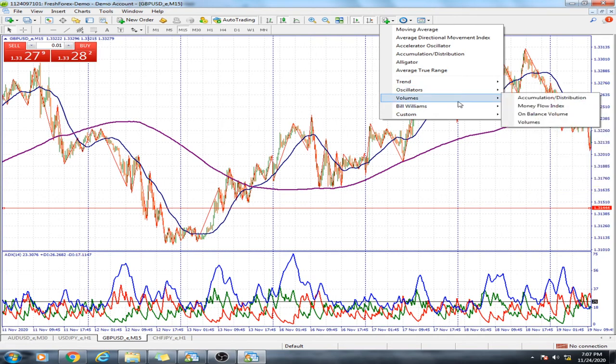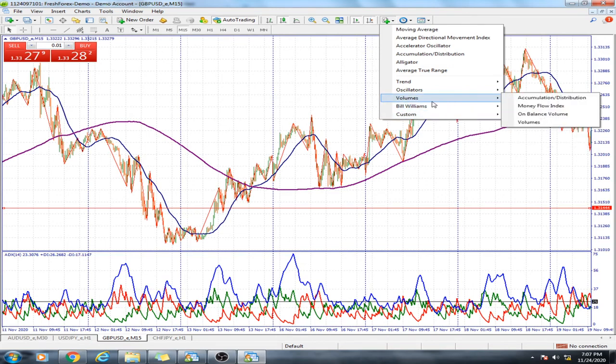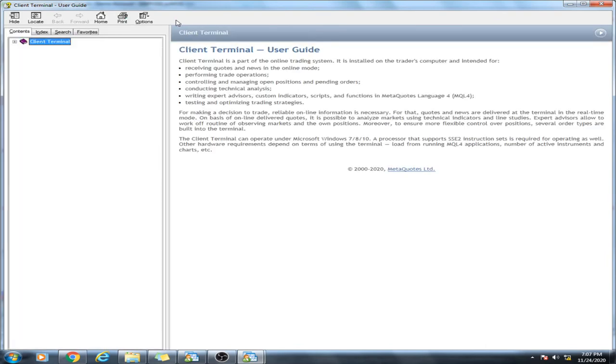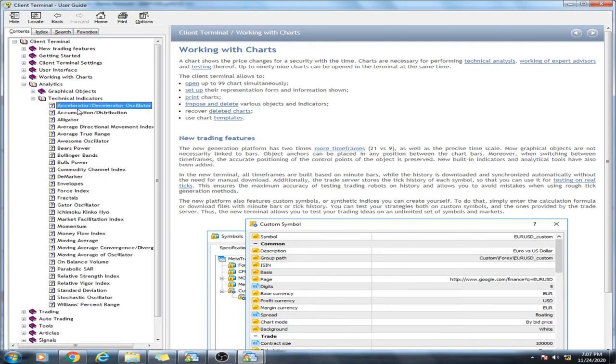Then there is the volume indicator, which shows you the volume. Then we have also Bill Williams. So you can learn how to use all this. You only need to go to Help. Then there is this Help Topics. Then you can search about any indicator which you feel you need to understand. Get the information here. Or if you don't know how to use the MT4 itself, you can just move here.